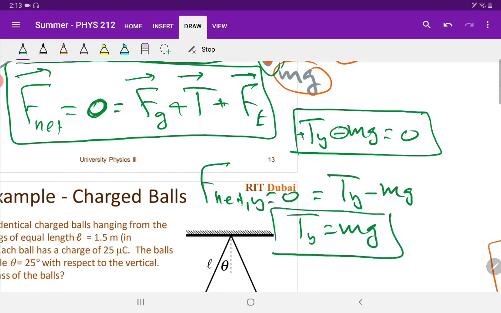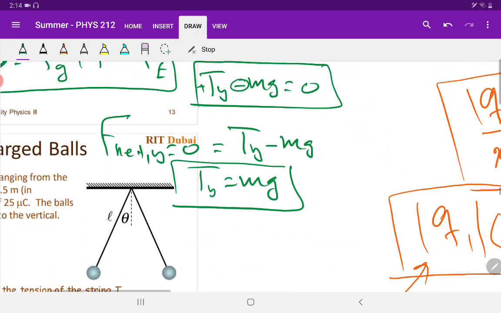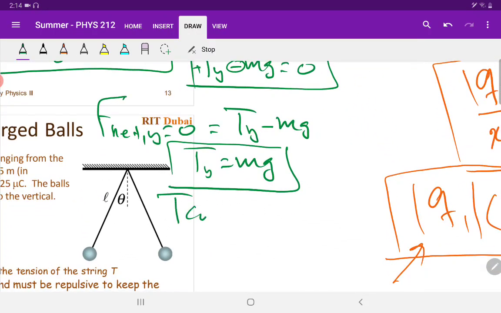Now, what's Ty? Ty is very straightforward. This angle here, theta, is the same as this angle theta. So I can analyze the T as what? As T cosine theta, because this angle is measured with respect to the vertical axis, and that's why the y component will take the cosine in this case. So that will give me here what? T cosine theta equals mg. So this is the first equation.